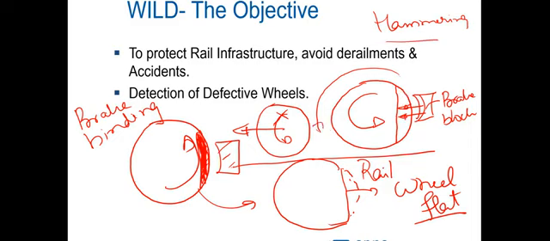There are some more situations which can lead to this dangerous situation. Let's suppose you have a broken spring. That will also result in uneven forces on the rails. And the result of these uneven forces is that over a period of time, your rail can become really damaged in a very bad way, and it can result in derailments and accidents. So the detection of defective wheels is extremely important.